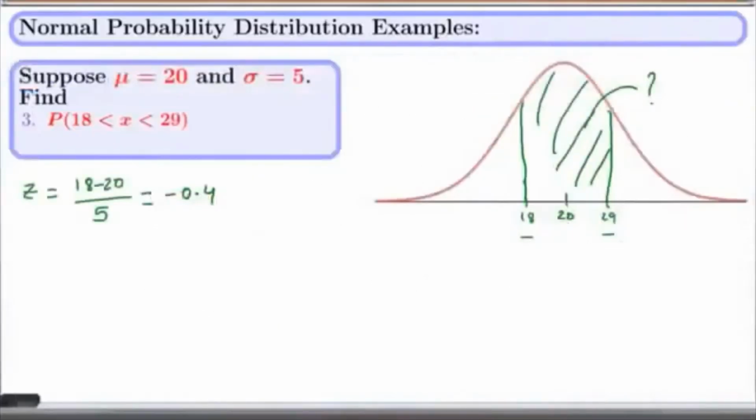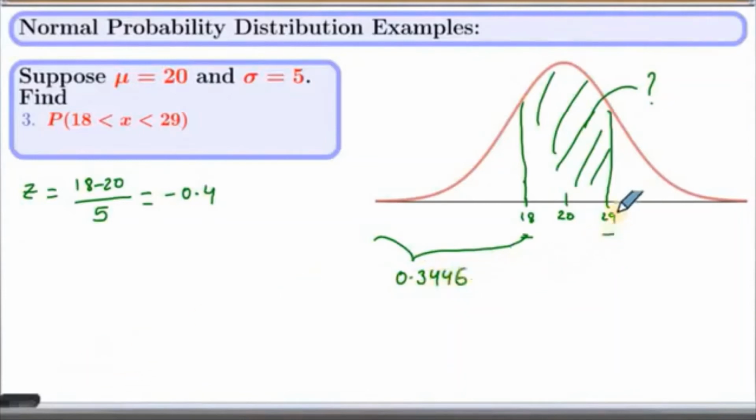Let me put that down here. That means the area to the left of 18, like this area, let me put that down here. So area to the left of 18 is 0.3446.